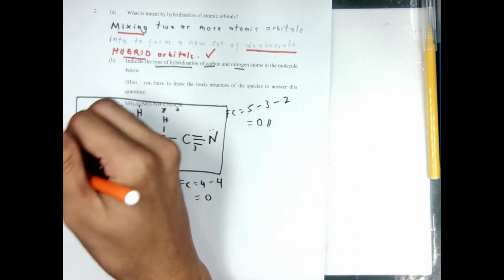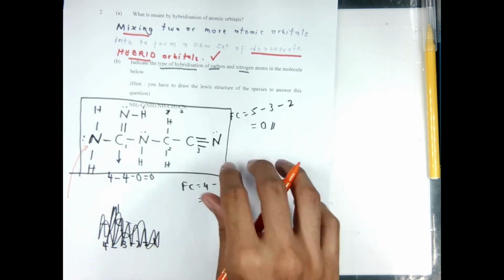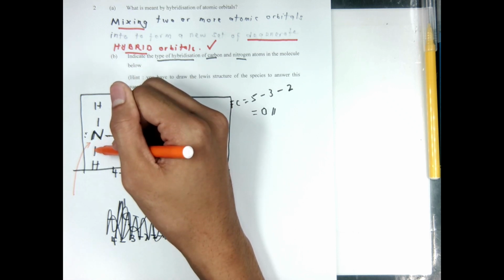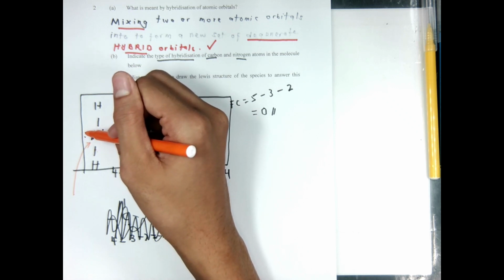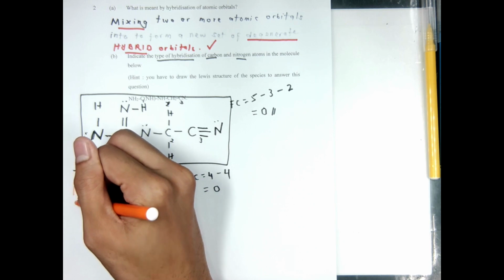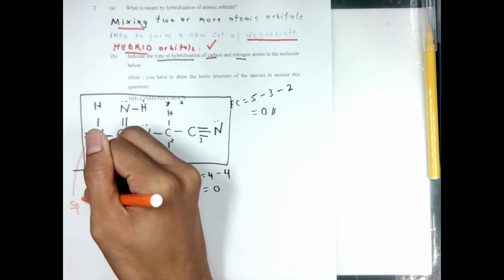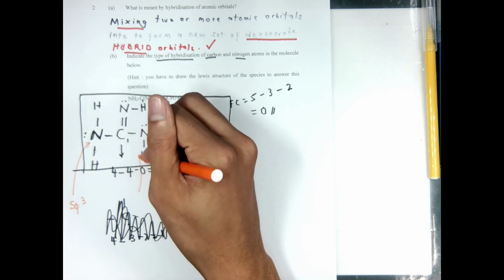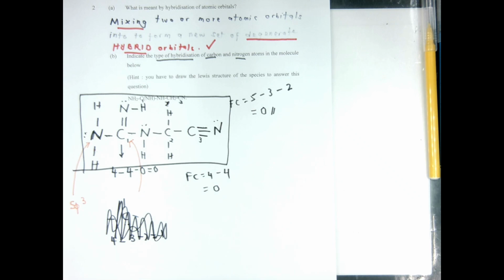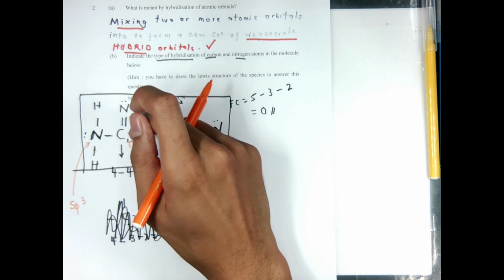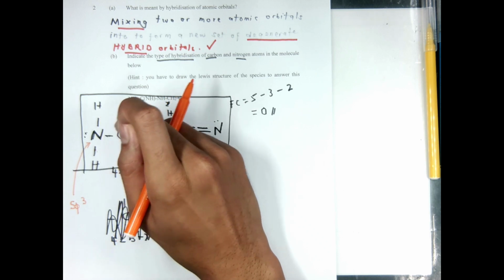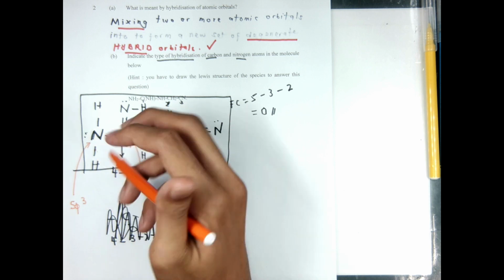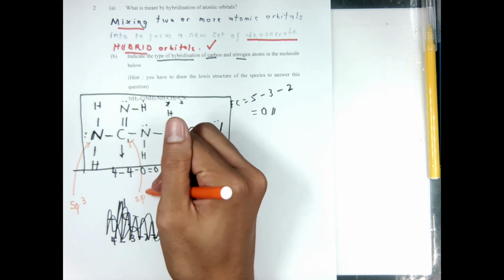For the nitrogen here, it has 4 electron pairs, which is 1, 2, 3 bonding pairs, and 1 lone pair. So you have 4. So the type of hybridization is going to be sp3. Okay. For the carbon atom number 1, it has 3 bonding pairs, which is 1, 2, and 3, because the double bond is considered as 1 bonding pair. Okay, so it's going to be sp2.